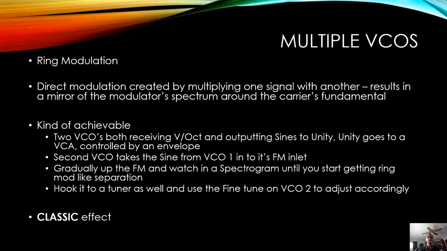The second VCO takes the sine from VCO1 into its FM input. Gradually increase the FM amount and watch it in a spectrogram until you start getting separation similar to ring modulation. Hook it to a tuner as well and use the fine tune on VCO2 to adjust accordingly, or you're going to notice some oscillator issues very quickly. But it's a classic effect, one that I definitely encourage you to experiment with. And we will definitely take a look at this in class as well.